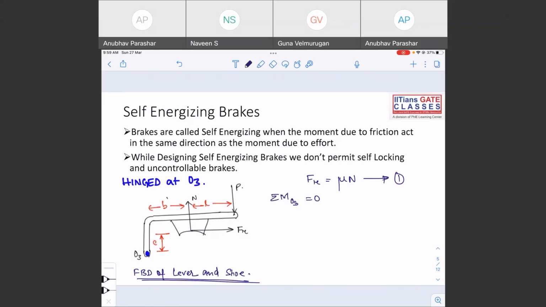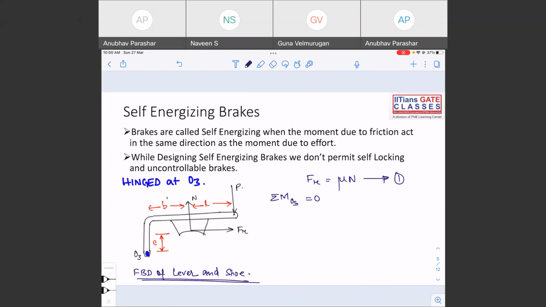It is not moving. Is the lever running out of your hand? No. So the lever is in a stationary condition. Initial velocity, final velocity, everything is 0, right? So I can say the lever is at equilibrium. So I can apply the equations of equilibrium, the equations of statics. So I can say the summation of moments about O3 is equal to 0.